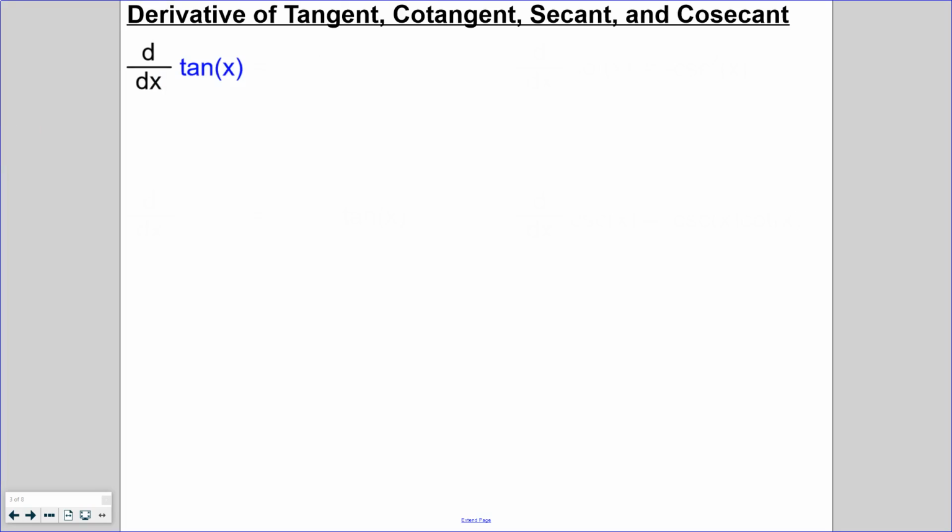So if we want to take the derivative of tangent of x, as it turns out, the derivative of tangent of x is secant squared of x. And the derivative of cotangent is going to be negative cosecant squared. So if we take the derivative of either tangent or cotangent, we're going to end up with a trig function squared.